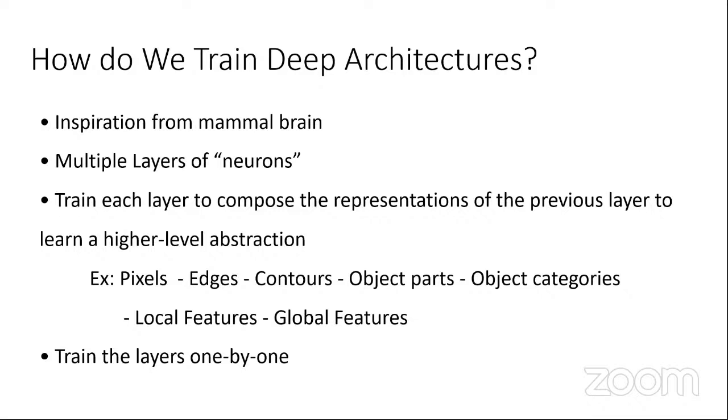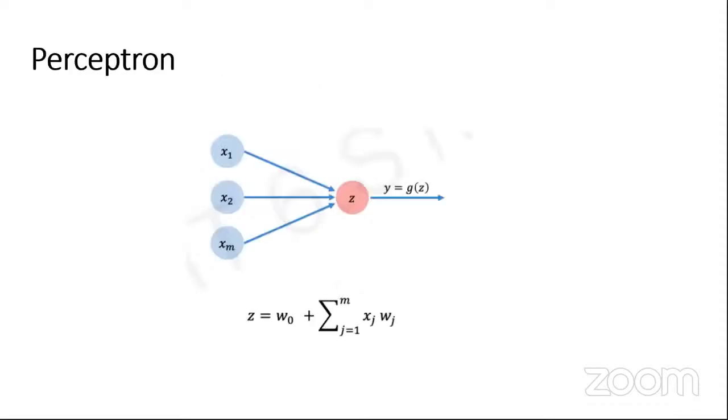Then the edges, then the contours, then the object parts, then the categories. Then we will find the local features, then we will find the global features. In that way, we will train this deep architecture. So this is an example of a small perceptron that we have implemented.